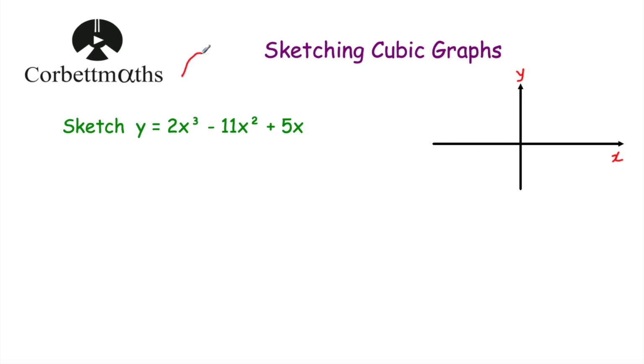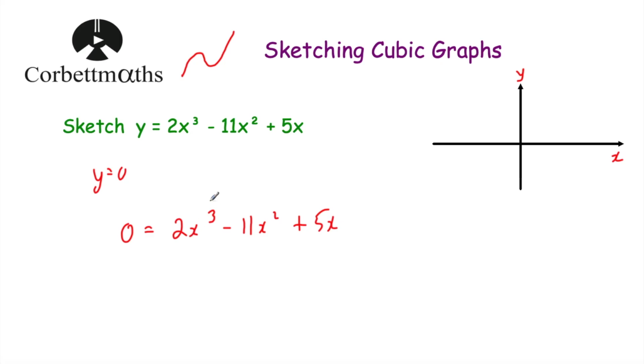So it's going to come up, reach a maximum point, come down, and then go up again. It's going to have that shape. Okay, now let's find where it crosses the x-axis. So we're going to let y equal 0. So we're going to have 0 equals 2x cubed minus 11x squared plus 5x, just letting the y equal 0.